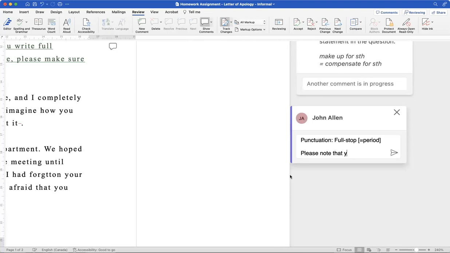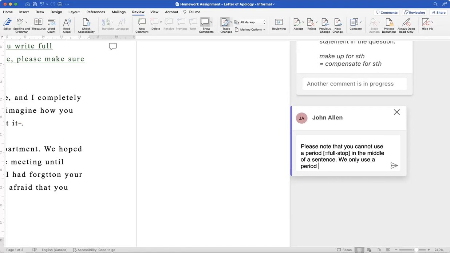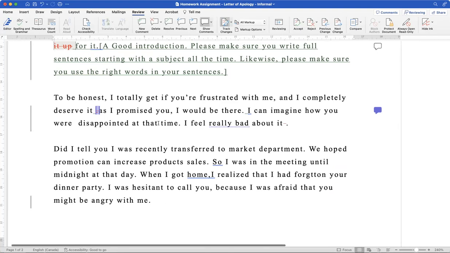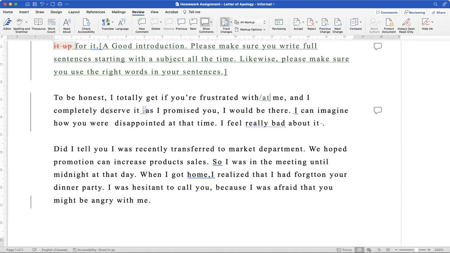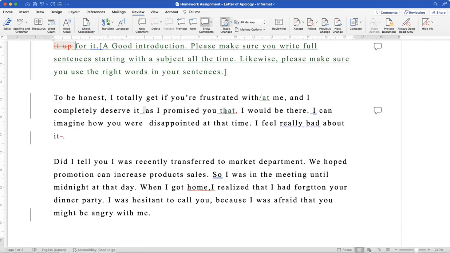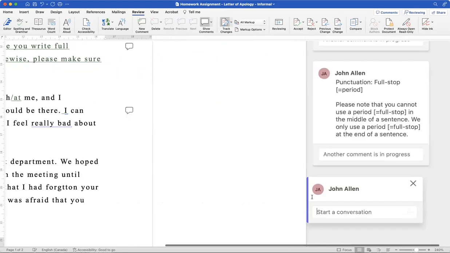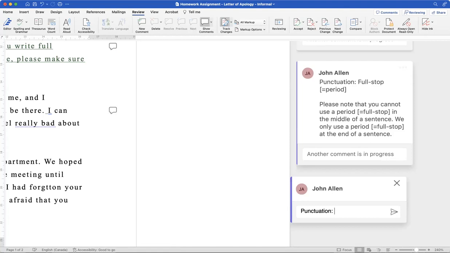Please note that you cannot use a period or full stop in the middle of a sentence. We only use a period or full stop at the end of a sentence. Okay, as I promised you, I would be there. To be honest, I totally get if you are frustrated with me, again, contraction is a good job. If you are frustrated with me or frustrated at me, both are correct. And I completely deserve it. That's fine, as I promised you. No comma here. As I promised you that I would be there. So punctuation mistake. No comma here.